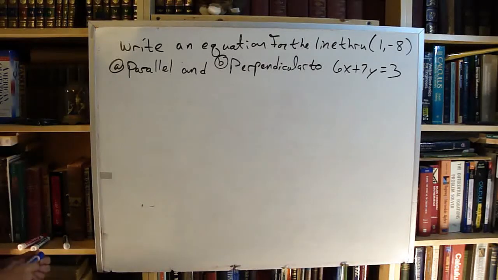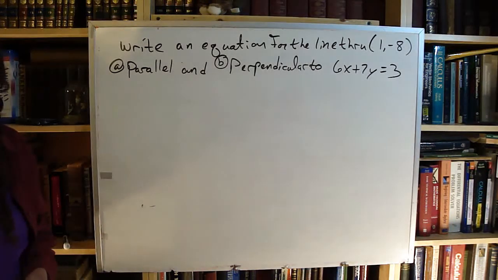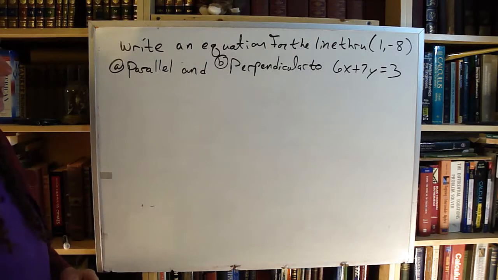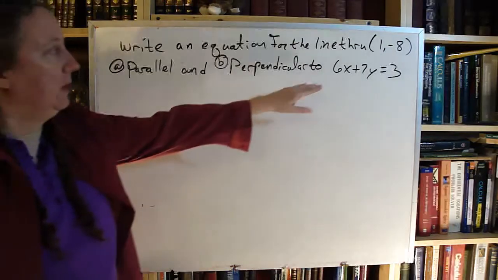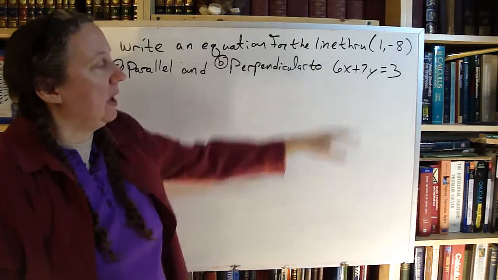Write an equation for the line through (1, -8) that is A, parallel to, and B, perpendicular to, 6x plus 7y equals 3. The book wants the answer in standard form. The computer wants the answer in standard form. So we want the answer to be ax plus by equals c.